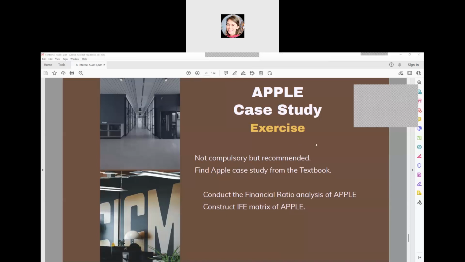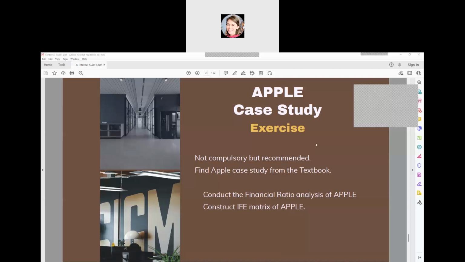Now, if you go to your main textbook, and I think in the ebook also, there is the Apple case study. It's just an exercise to become familiar with the IFE, and how you come up with an IFE. You can find the Apple case study, conduct the ratio analysis of Apple, and conduct the IFE matrix of Apple, just to get a head start.